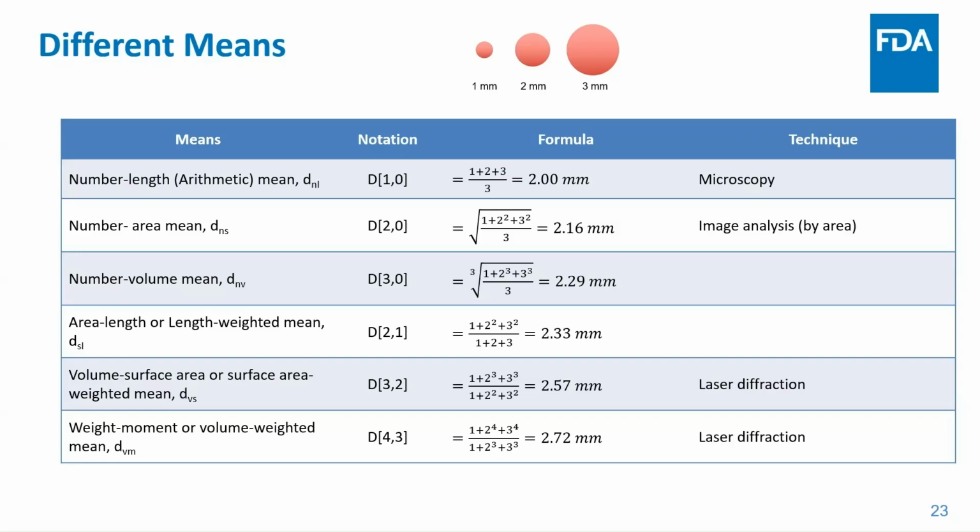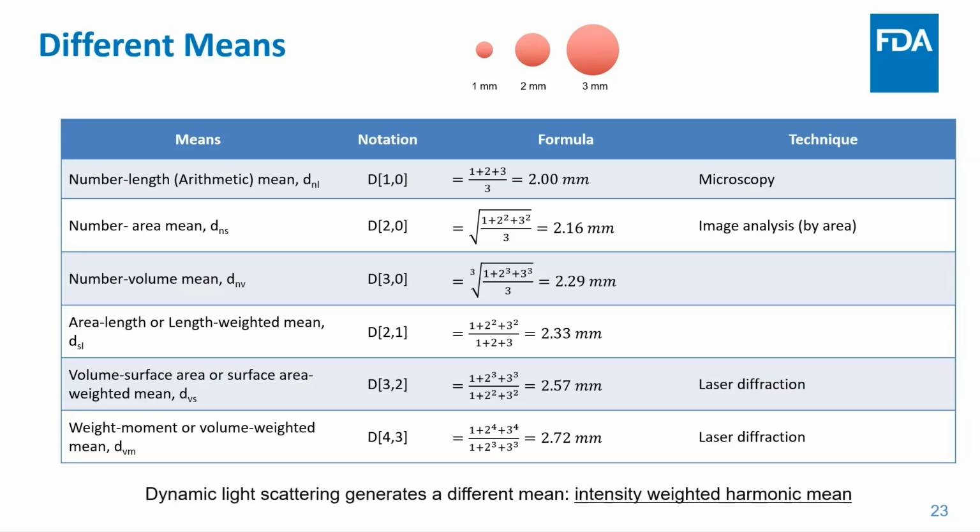And then laser diffraction, if you see on the bottom, really you do not know how many particles are in the system. What you only measure is the volume, surface area, or volume weighted mean. So you do not need to know how many particles are there, but you just take the third power, second power, or fourth power, third power, and then you can calculate the mean. So each technique inherently assumes a different way to calculate the mean values. Dynamic light scattering uses a different way to calculate mean, and it's called the intensity weighted harmonic mean. So as you can see, for each technique, the way to calculate mean values is different.